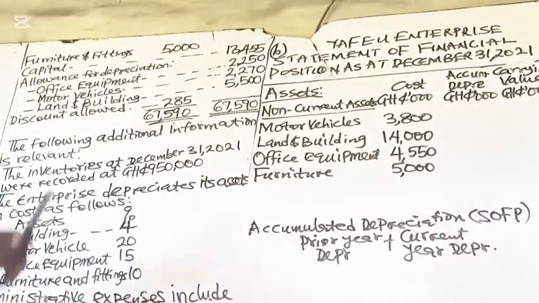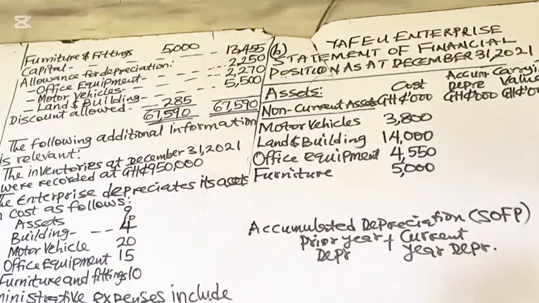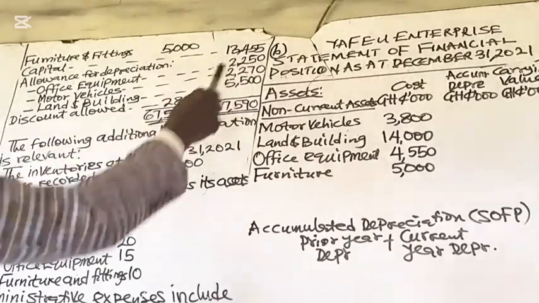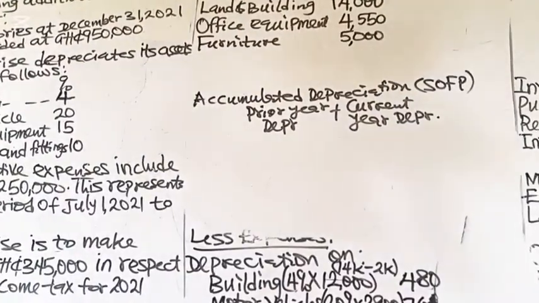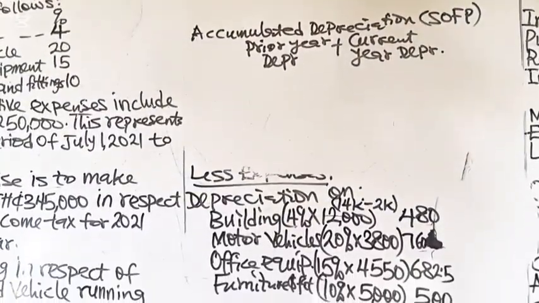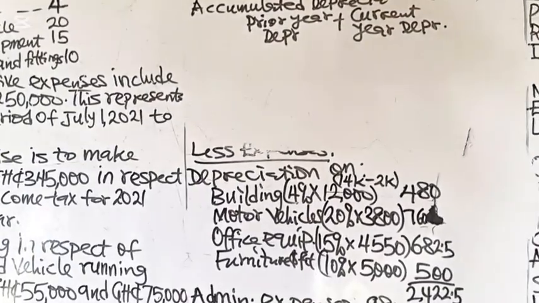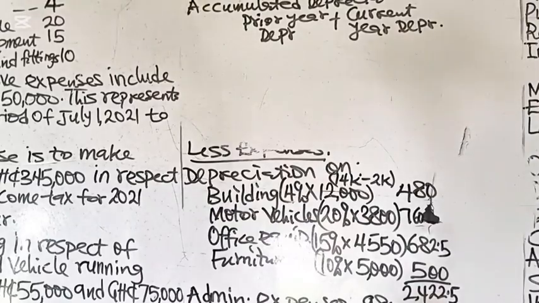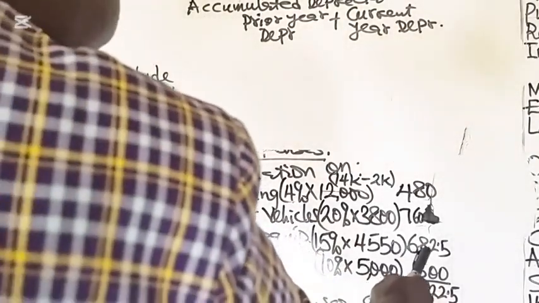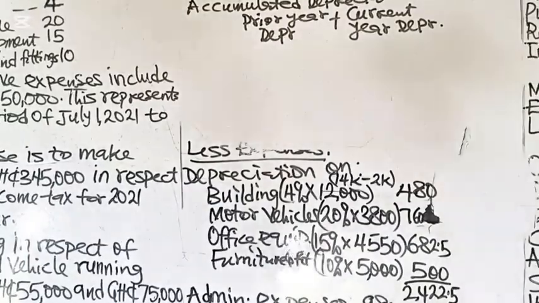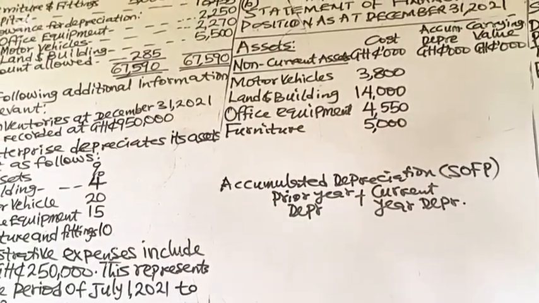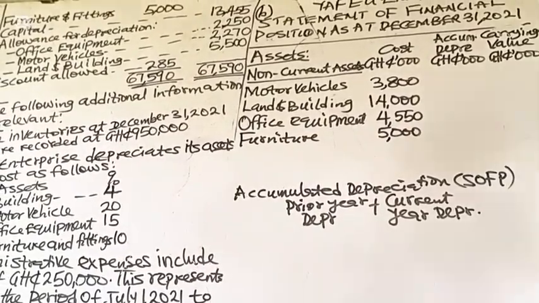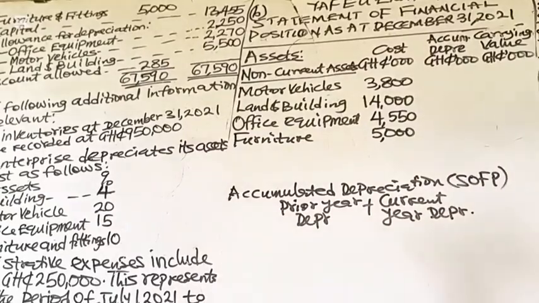The prior year depreciation is the amount given in the trial balance. In respect of office equipment, we have 2,250. Now, the current year depreciation is the amount you have charged as an expense in the statement of profit or loss. For office equipment, depreciation of 682.5 was charged. If you add the figure given in the trial balance to that 682.5, then you get the accumulated depreciation that will be in the statement of financial position.